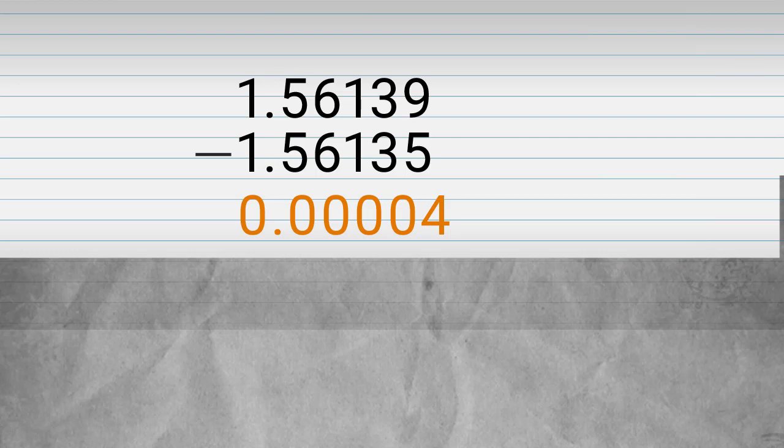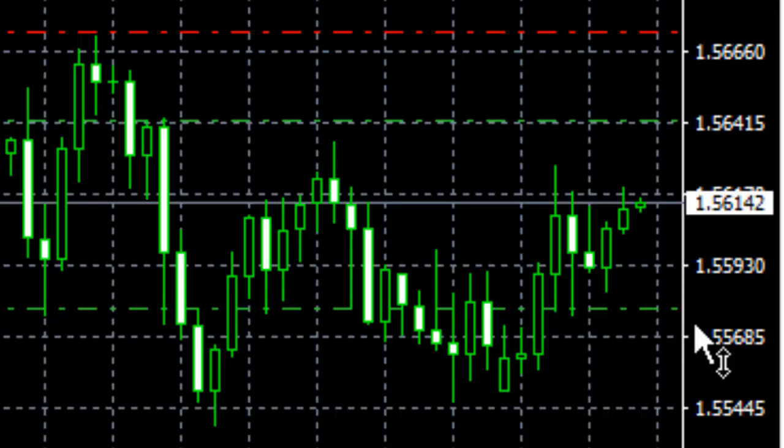Now, that is called a fractional pip. Why did I call it a fractional pip? That is, we have 1, 2, 3, 4, 5 digits after the decimal point, which is a fractional pip, because most brokers are using fractional pip pricing now. That's why I'm using this as an example. Now, let's do another calculation.